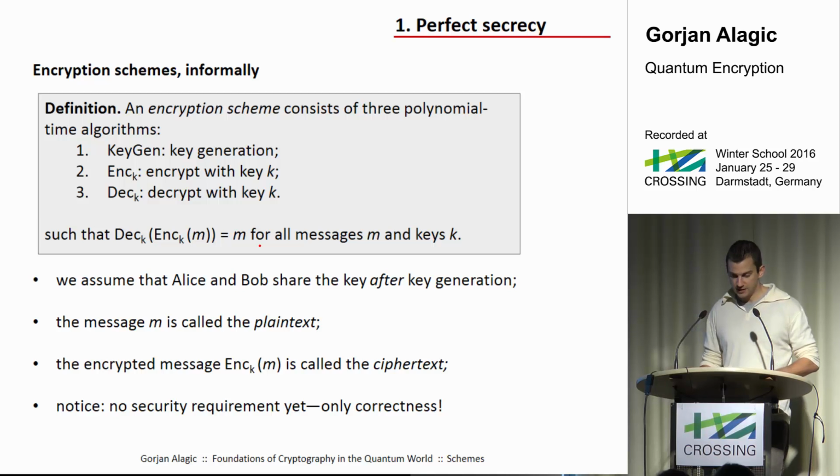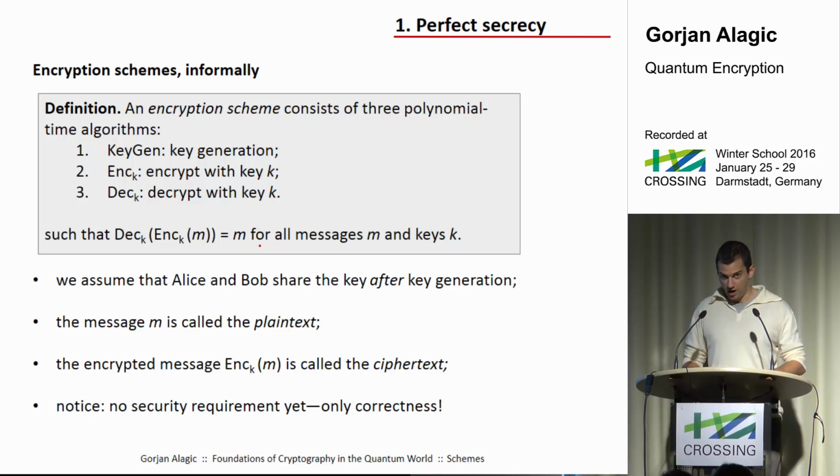There's no security requirement yet. I should say that I am intentionally ambiguous in the definition, so I haven't specified what kind of polynomial time algorithms these are. I haven't said that M should be a classical string, or a quantum state, or whatever. You should think of this definition as rather flexible, and you can plug in different things depending on what kind of application you're interested in, whether you just want to transmit classical data in the presence of classical adversaries or quantum adversaries, or if you want to actually encrypt quantum data, for example.